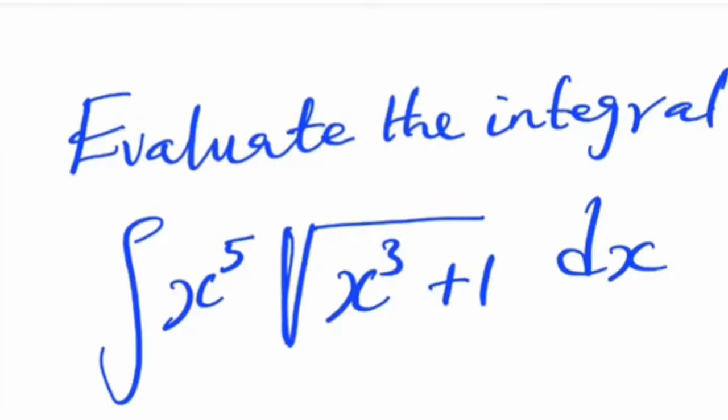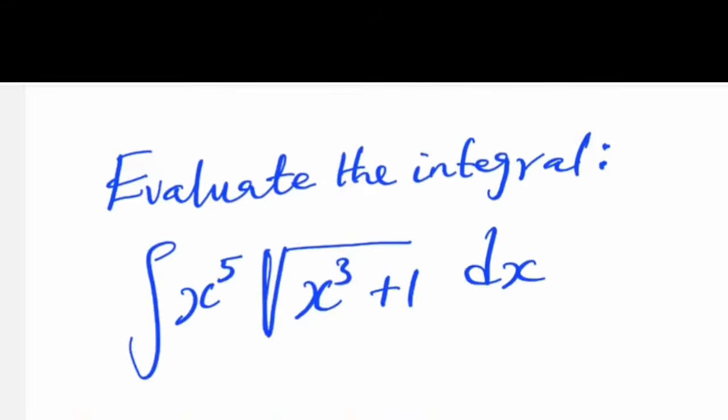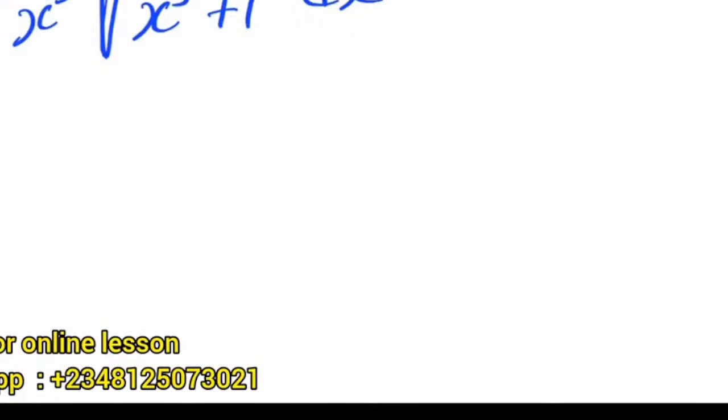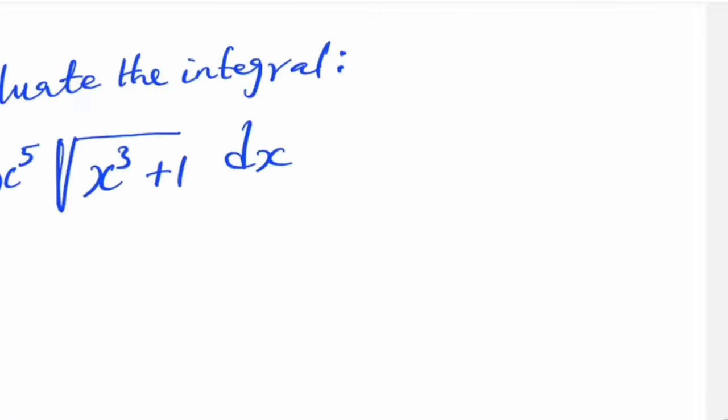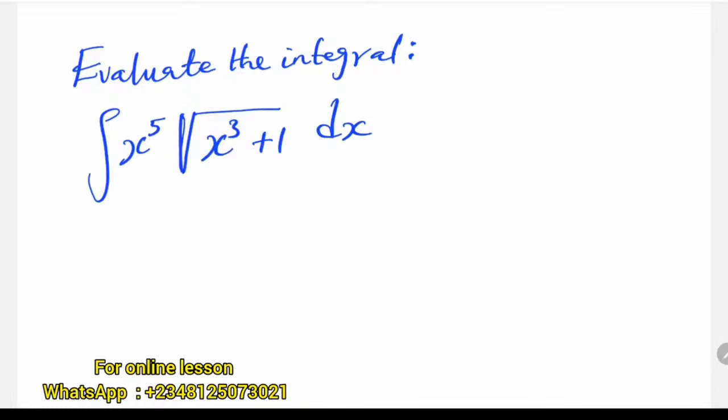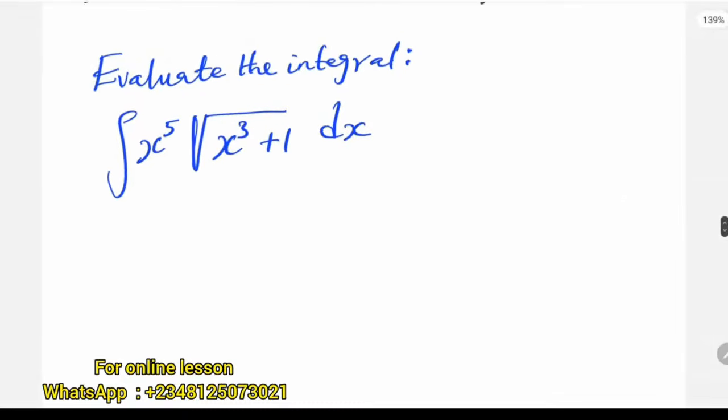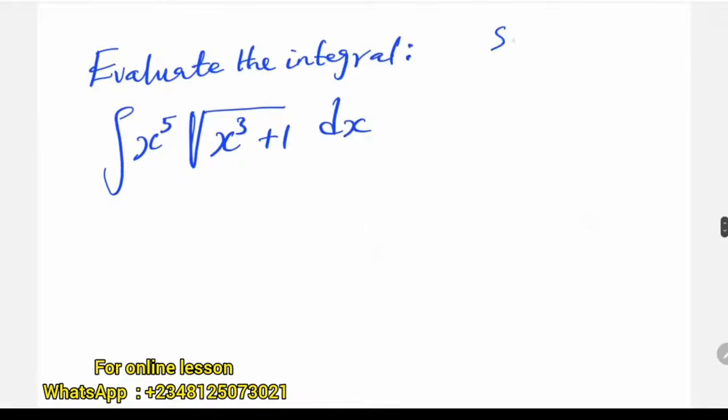Integral problem, okay? We are asked to evaluate the integral x raised to power 5, then square root of x raised to power 3 plus 1. All right, so this question looks difficult anyway, but don't worry, we are going to dismantle it with substitution method, right? So where we have constraint is this x raised to power 3 plus 1, okay, because of this radical here. Now we are going to use u substitution. Let's go to solution.